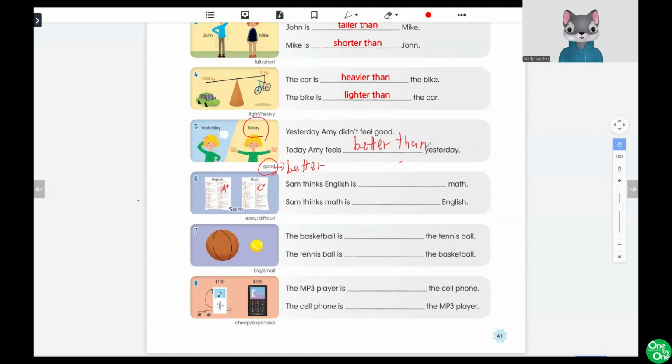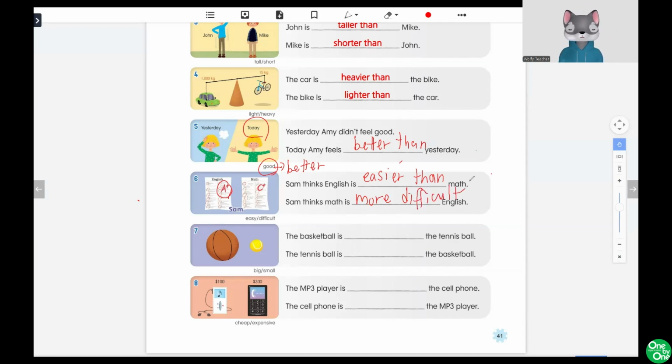Next one. Sam thinks English is. How is English? Sam got a better grade than math. 그럼 더 쉬운 거지? Sam thinks English is easier than maths. Very good. Next one. Sam thinks math is. 더 어려운 거니까 difficult는 there's 3 syllables. Difficult. So we need the word more. Fantastic. More difficult than English.